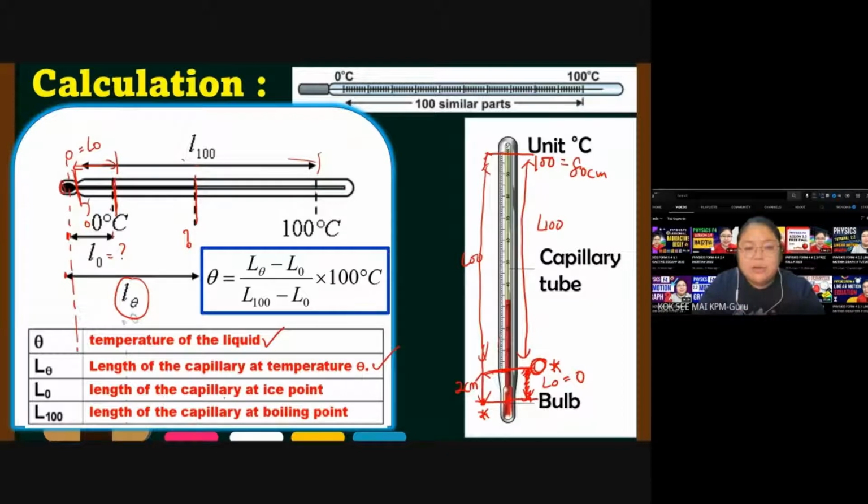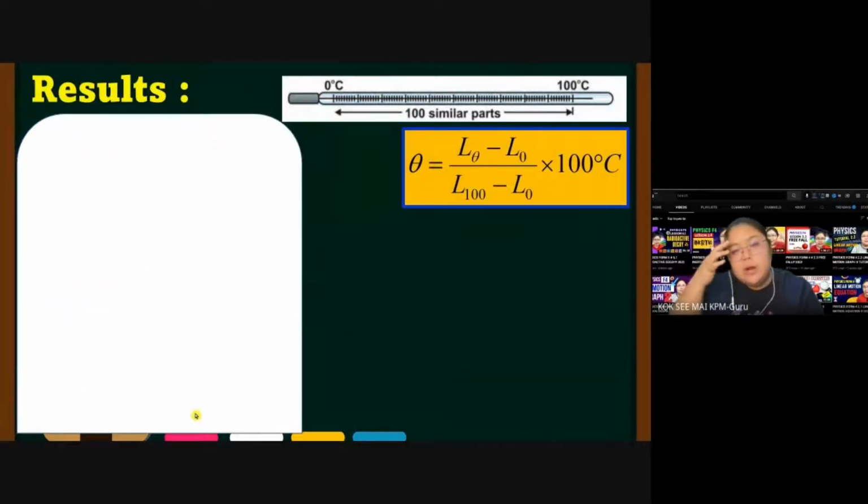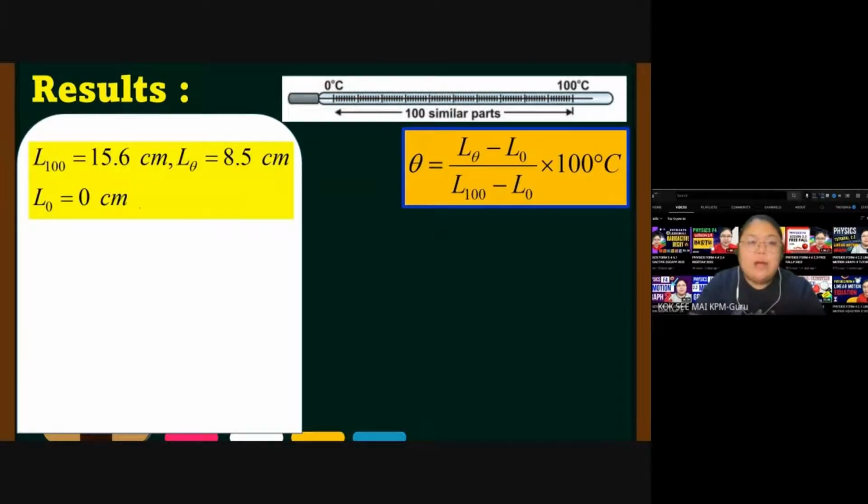L0 means the length of the capillary when you put it inside the ice point. L100 means the length when you put it inside the boiling water. Okay, so this is one of the calculations we did before. You can see the question they mentioned for you. L100 is how many? L theta is how many? Then the L0 is how many?